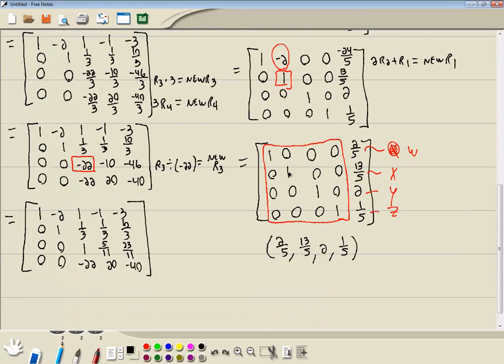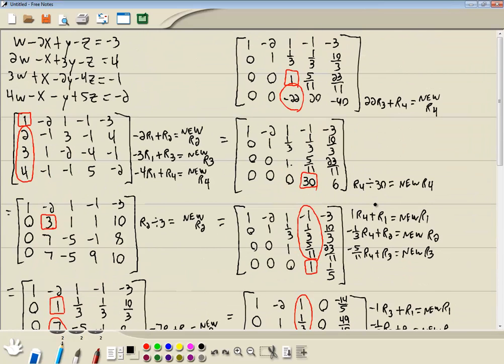Let's see what we got. 2/5, 13. Oh my lord, I got it right. Shocking. But that would be our answer.